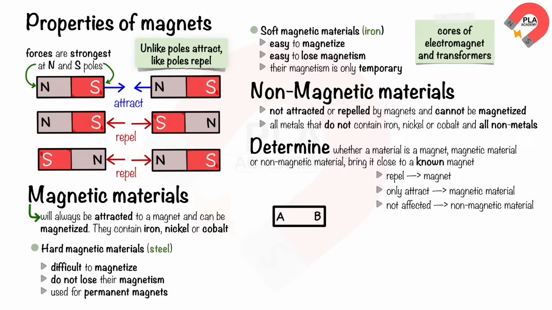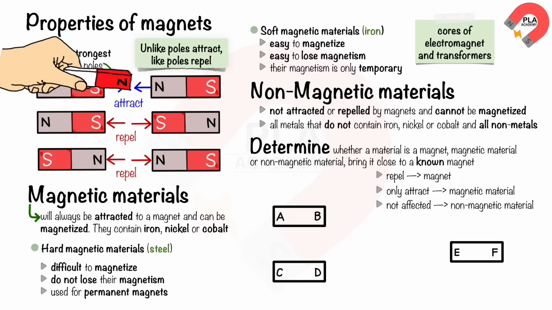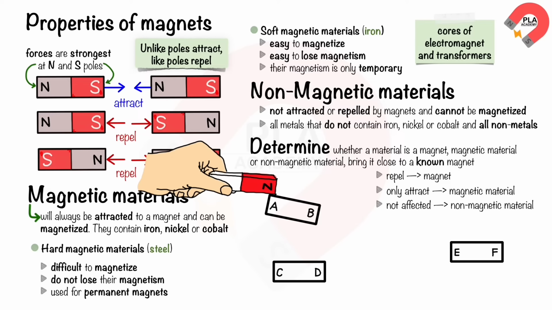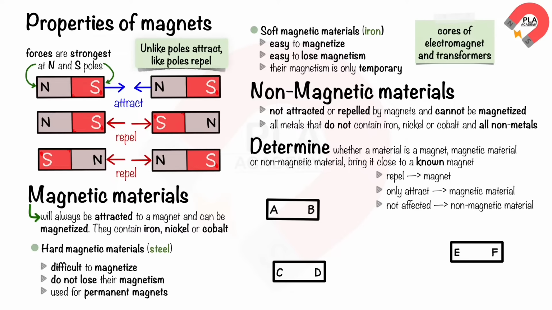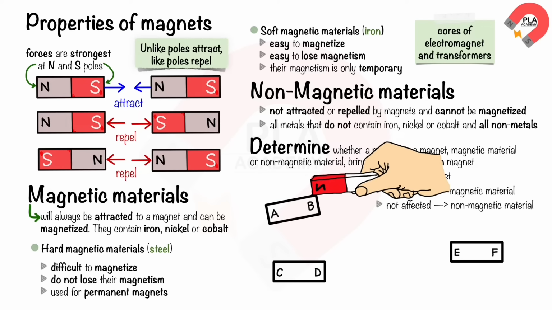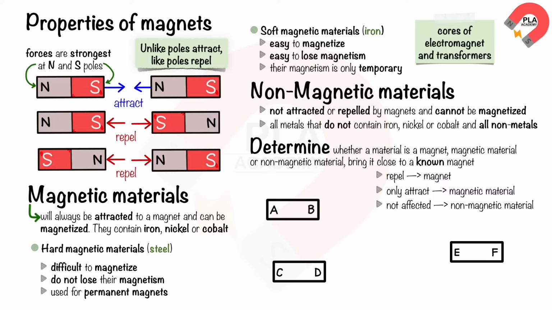For example, there are three unknown metal bars and a known magnet. When a north pole is brought near the end A, they attract each other. Then the north pole of the known magnet is brought near the end B, they attract each other again. This shows that bar AB is a magnetic material.